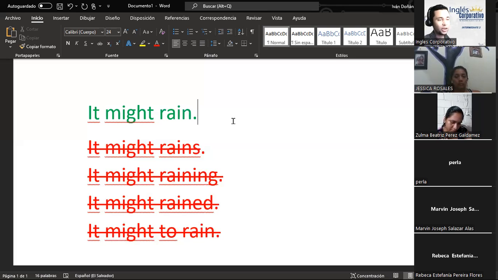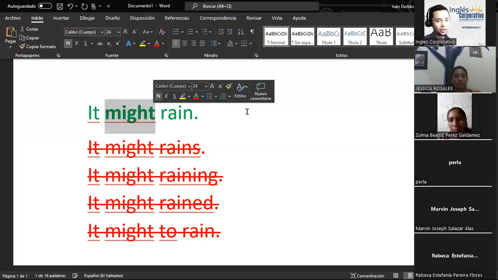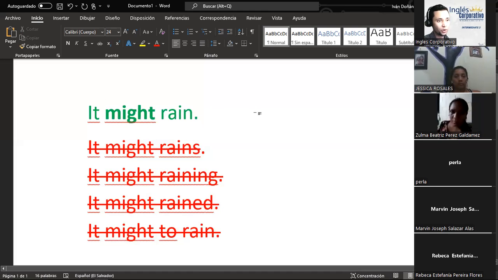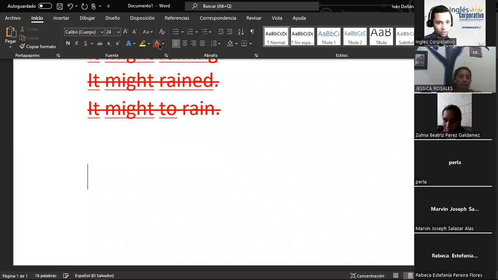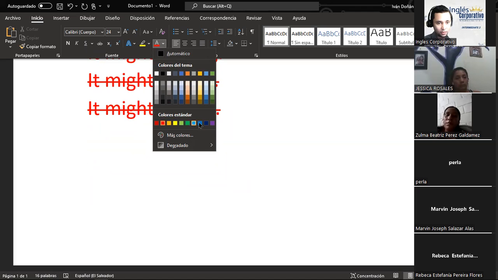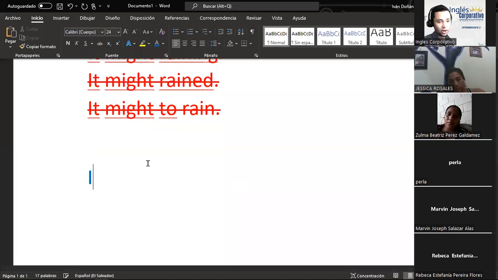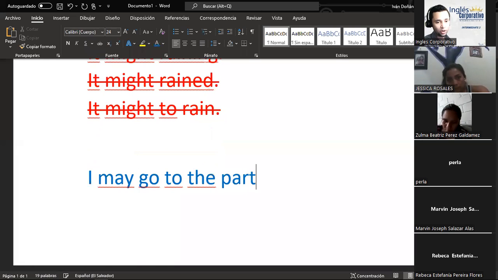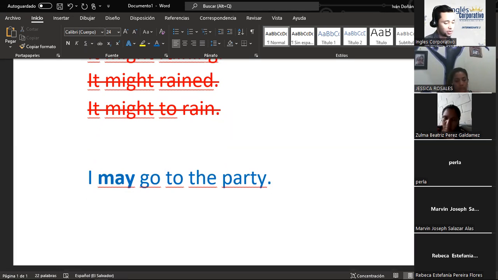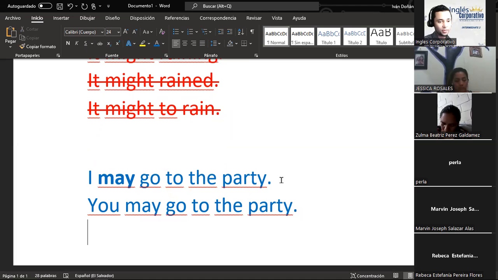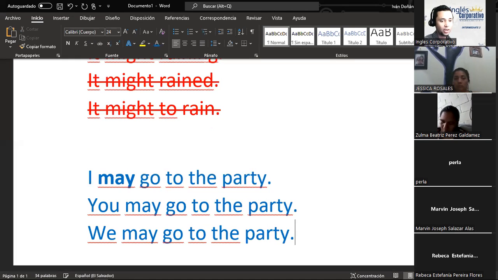Mr. Perla? Okay. The second rule is modal auxiliaries like might don't have a special form for he, she, or it. That's the other rule. Okay. So what does that mean? You say, for example, I'm going to change color. I'm going to do it like this, blue in color. You say, for example, I may go to the party. Okay, here's the modal auxiliary. What happens if I say, you may go to the party? We may go to the party, etc.